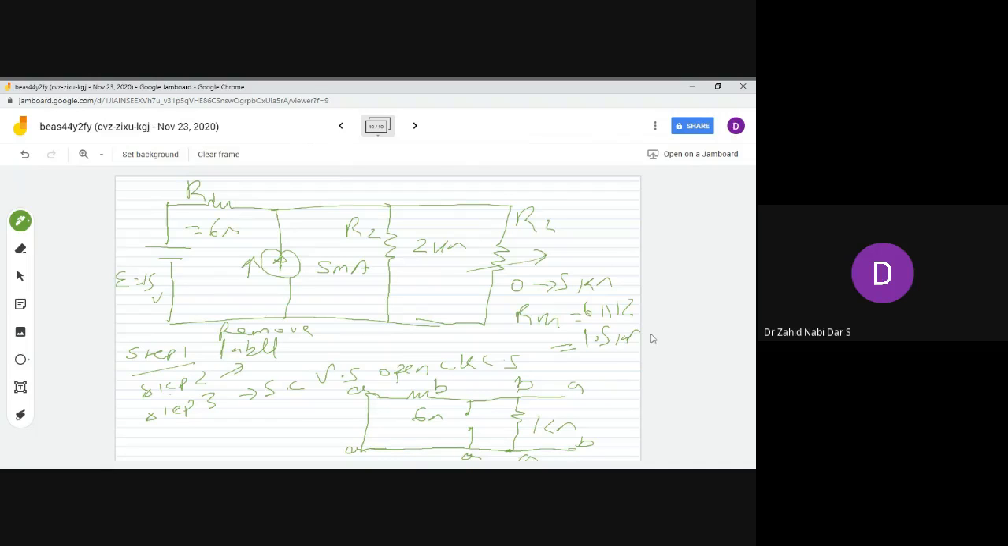Now once you are done with this, you have to go for the Thevenin voltage. But here there are two sources, although several methods are possible. So first we have to calculate VAB1.